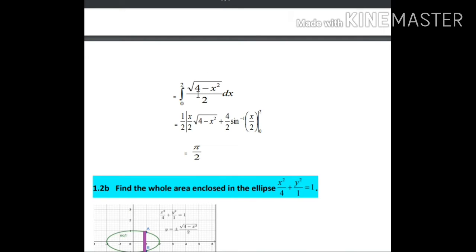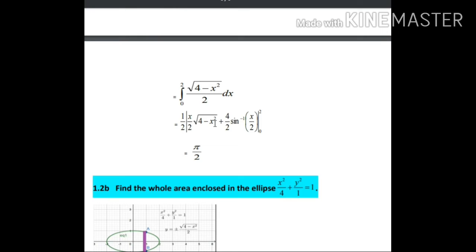Use the formula for under root a square minus x square. You know that the integration of under root a square minus x square is x by 2 under root a square minus x square plus a square by 2 sine inverse x by a. So here a square is 4, so plus a square by 2, that means 4 by 2, and sine inverse x by a, where a is 2 because a square is 4. And then apply limits 0 to 2.